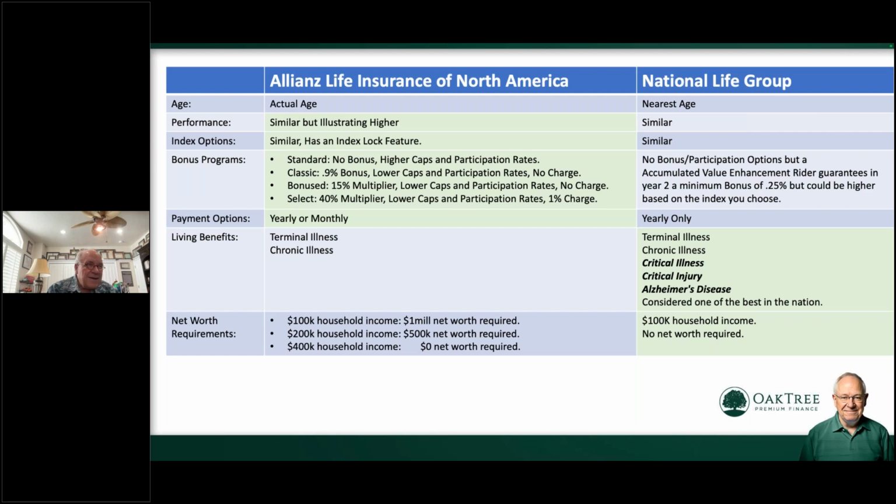And last, net worth requirements. Let me stay with National. 100,000 household income, no net worth requirements. But Allianz has different household income depending on your net worth. So if your household income is 100,000, you need $1 million net worth to qualify. If you're 200,000, you only need 500. If you're 400,000, 0. So it's a little harder to get into the Allianz.